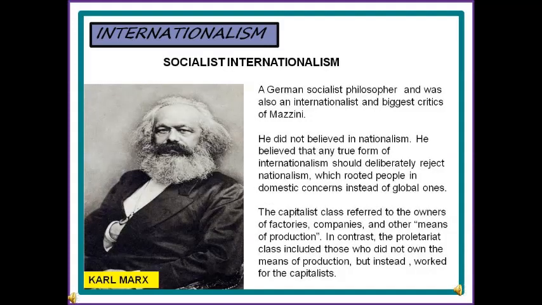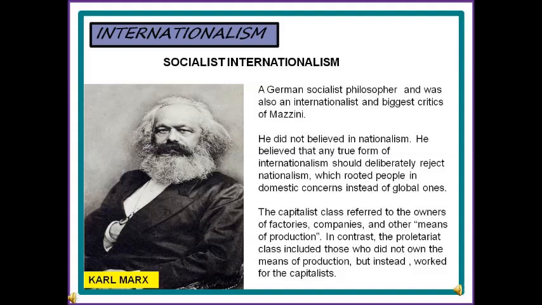The idea of Karl Marx differs in the interpretation of internationalism, and he believed more in socialist internationalism. A German socialist and philosopher, he was also an internationalist and the biggest critic of Mazzini. He did not believe in nationalism. He believed that any true form of internationalism should deliberately reject nationalism, which rooted people in domestic concerns instead of global ones.